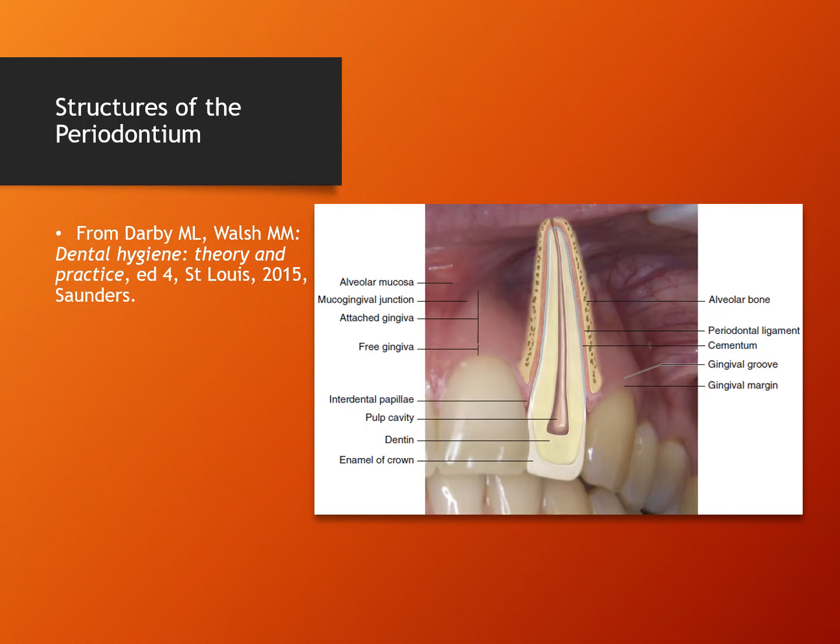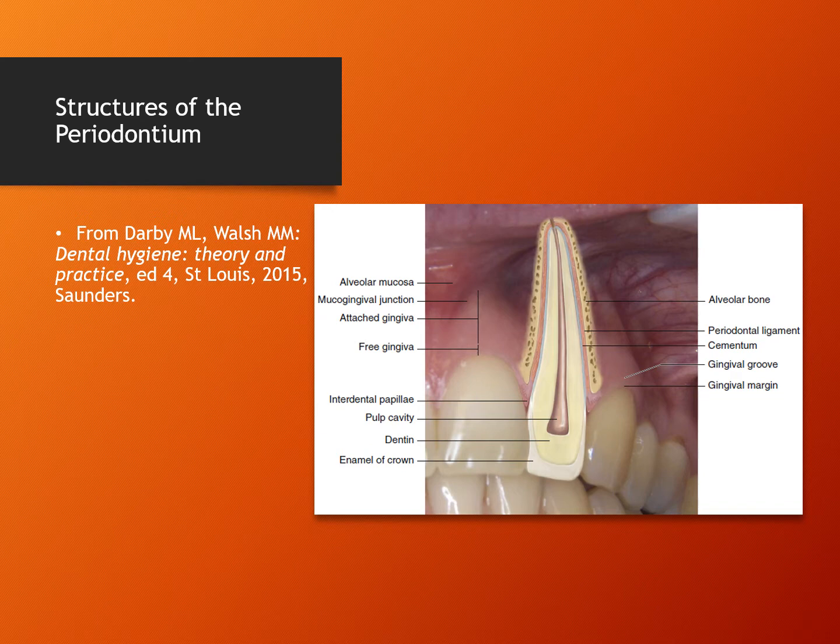So let's look at the structures of the periodontium. The first structure is the gingiva or the gums. So it's this area right here. It covers the alveolar process of the jaws and surrounds the neck of the teeth.